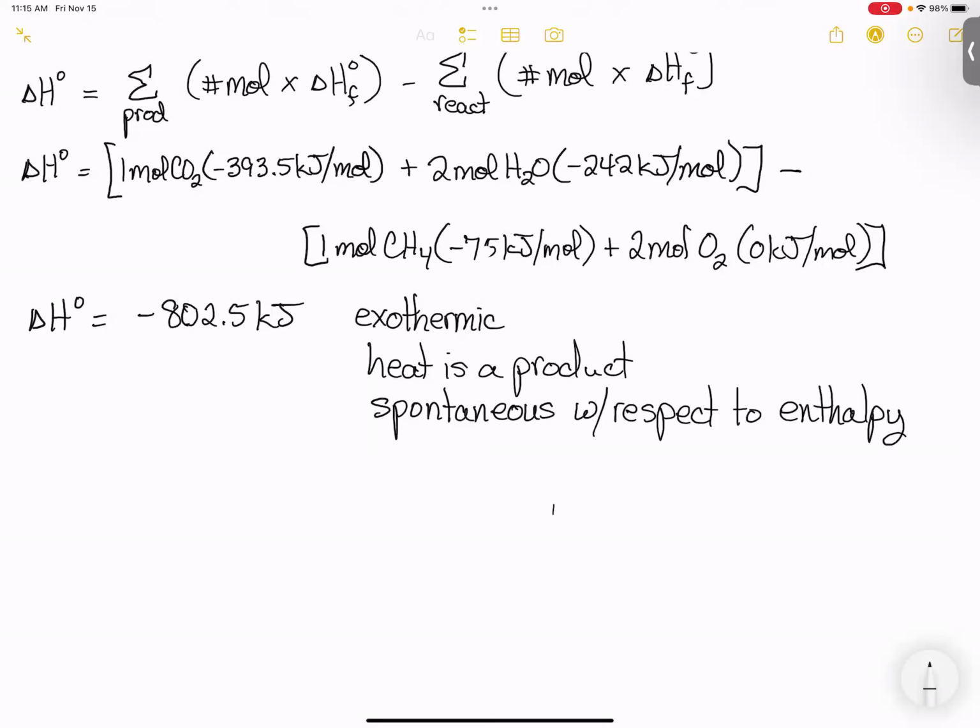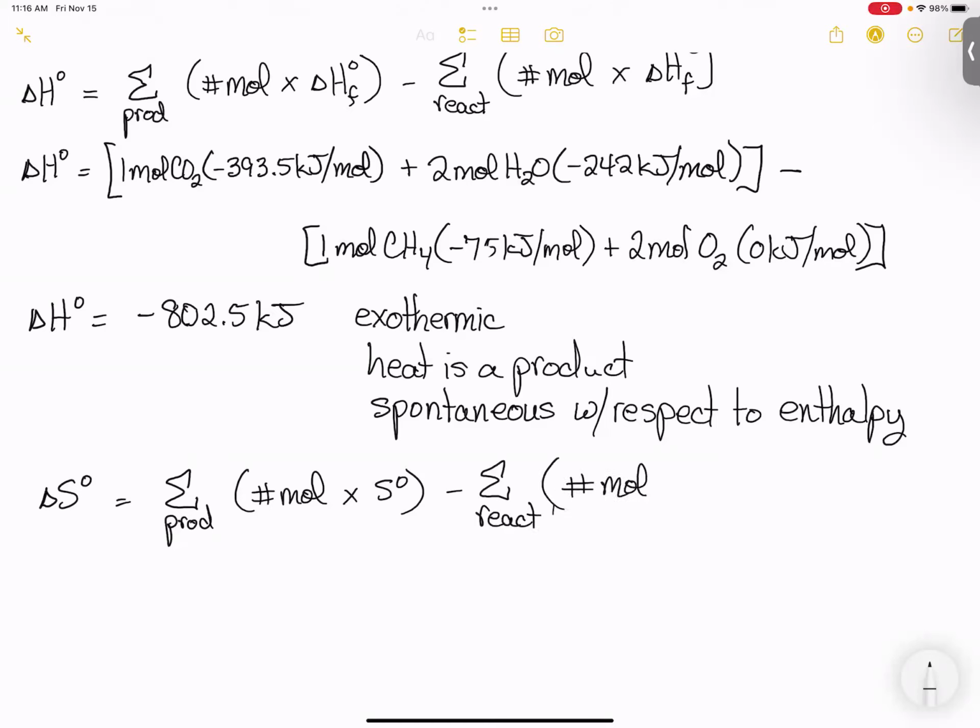We now need to calculate delta S naught. Delta S naught is equal to the sum over the products of the number of moles times the S naught minus the sum over the reactants of the number of moles times S naught.